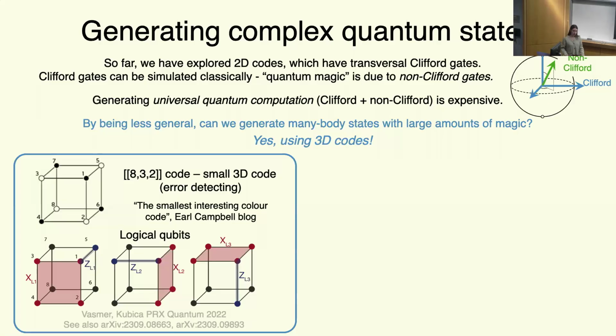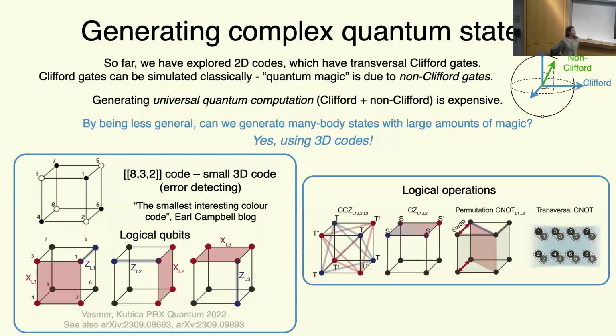And once you go to higher dimensions, you get a different set of transversal gates. So instead of now having all of our Clifford gates transversally, we now unlock a non-Clifford transversal gate called the CCZ gate. And you can do it by applying physical T or 45-degree rotations on the Bloch sphere.